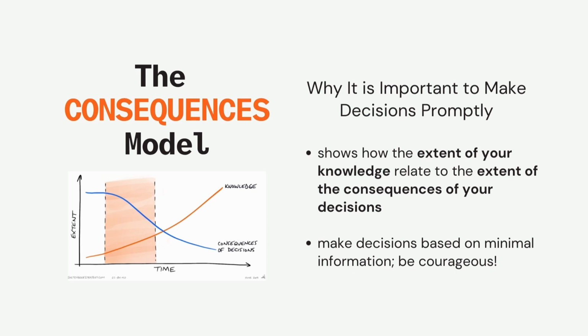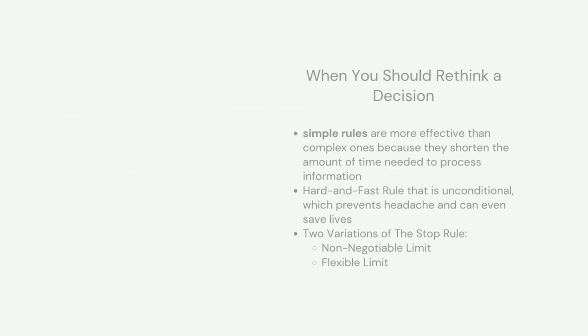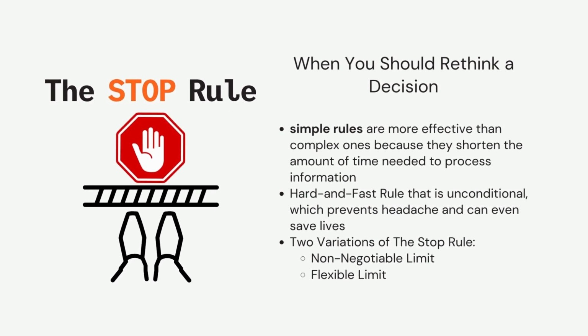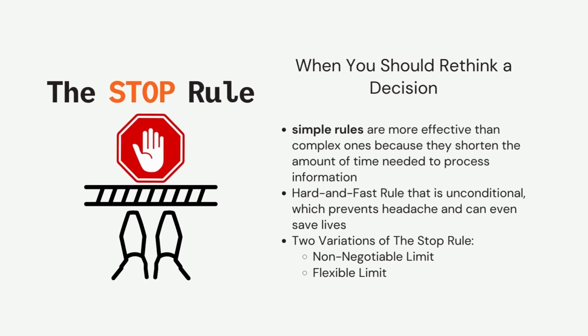But beware, we are often delaying decisions because we have doubts. But not making a decision is a decision in itself. And if you delay a resolution, it is often an unconscious decision, one that you do not communicate. This leads to uncertainty in a team if you're working with one. And so if you want to make a decision later, be sure to communicate this clearly. Therefore, the consequences model encourages us to be courageous and make decisions based on minimal information. And it also shows us the extent to which the consequences of your decision relate to the extent of your knowledge.